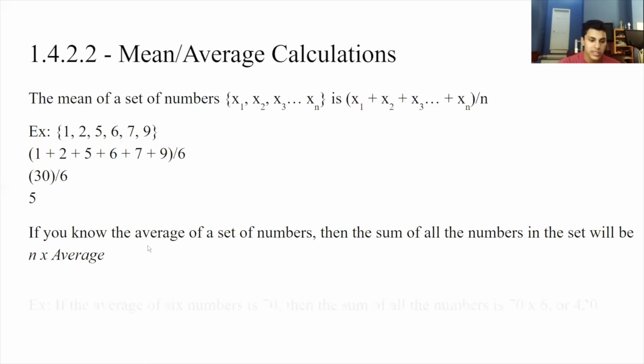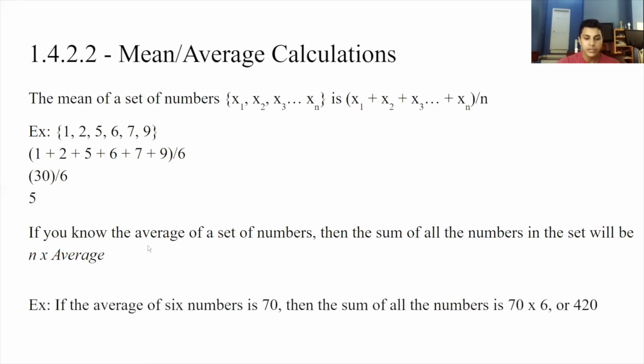So let me give you another example. If the average of 6 numbers is 70, 6 is n, because n is the number of terms, and 70 is my average. If I multiply 6 by 70, then the sum of the numbers is 420, which is just 70 times 6.